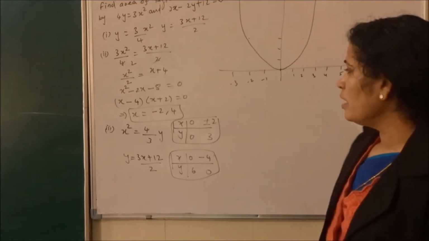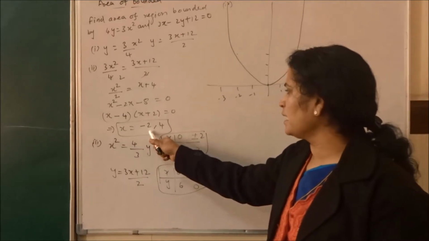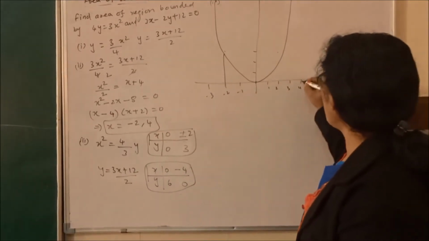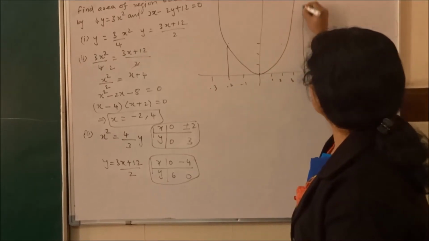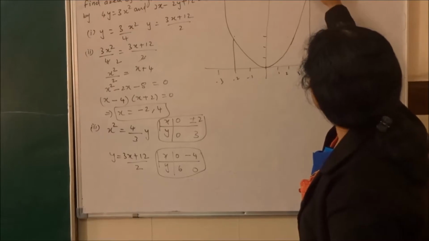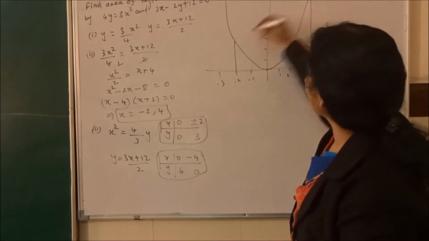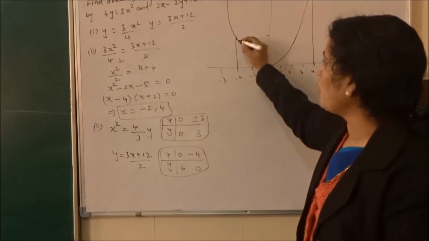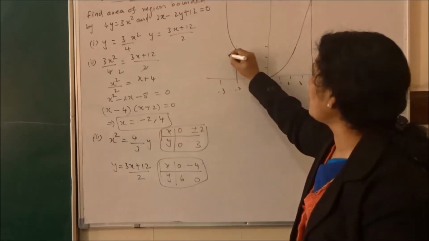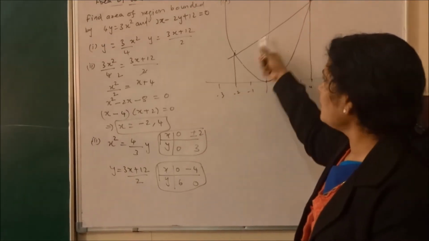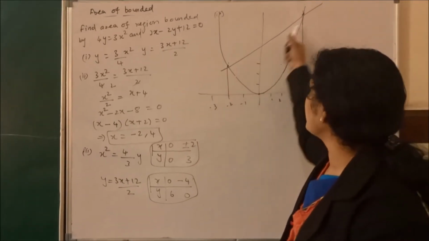Next, the intersecting point is minus 2; draw one boundary line. And at 4, draw another boundary line. So you have to adjust this parabola also like this. Now the intersecting point is here. If you want, you can plot these points, but if you know the intersecting points, you can easily draw a rough diagram. So the line must pass through these intersecting points.